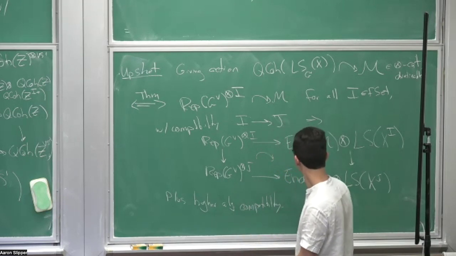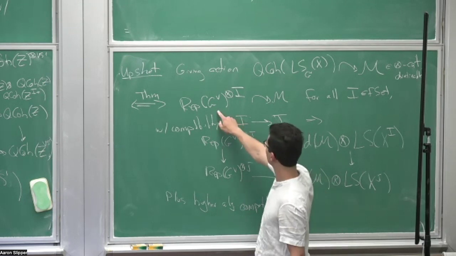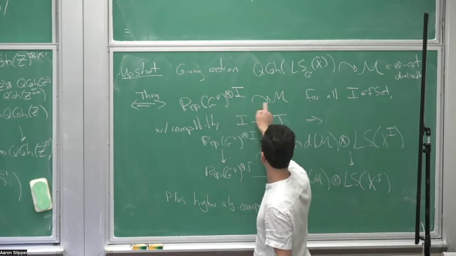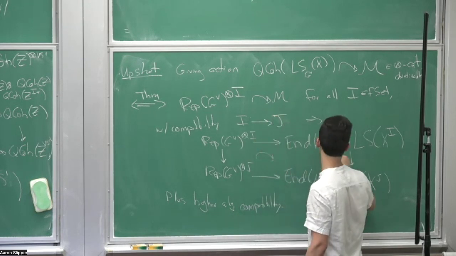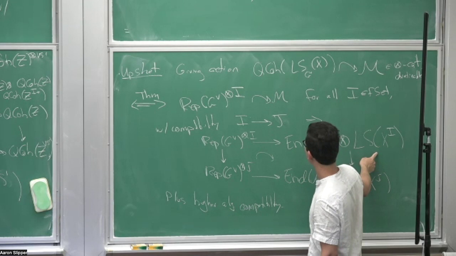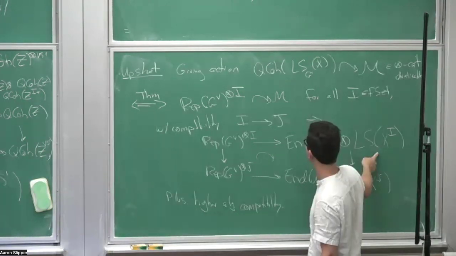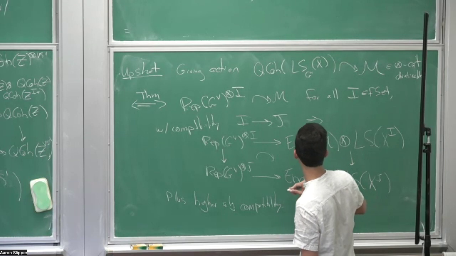Where is this diagram coming from? Giving an action of Rham G on M is the same as giving a monoidal functor from Rham G to endomorphisms of M tensor sheaves on X. Where is X in there? I see X below, but I don't see it. Sorry, no, that's great.